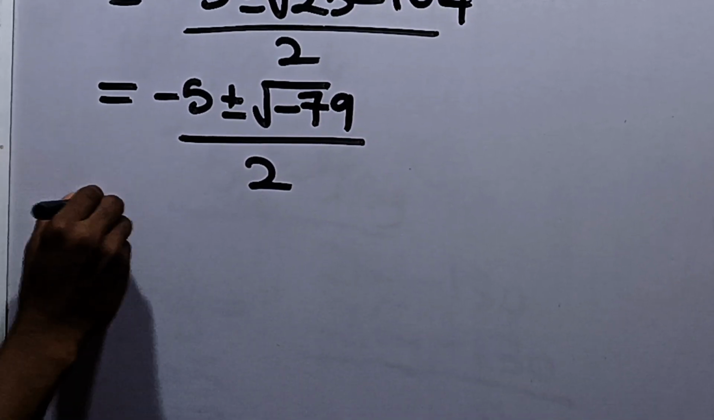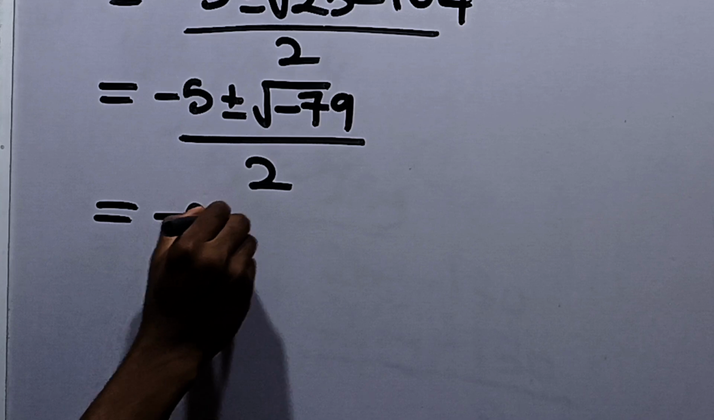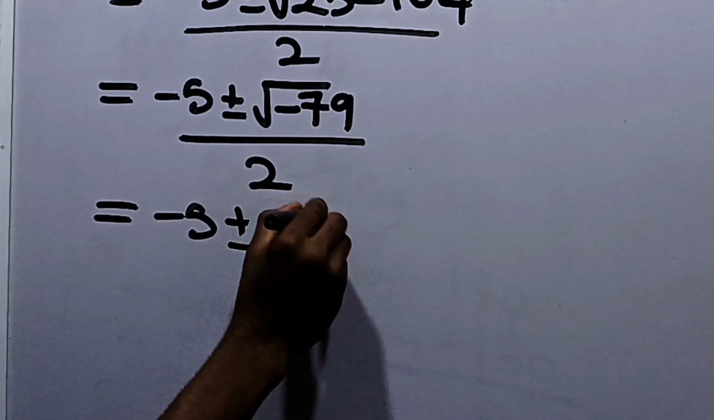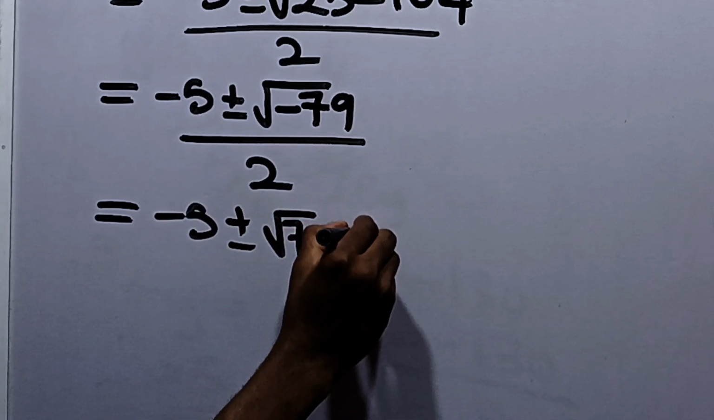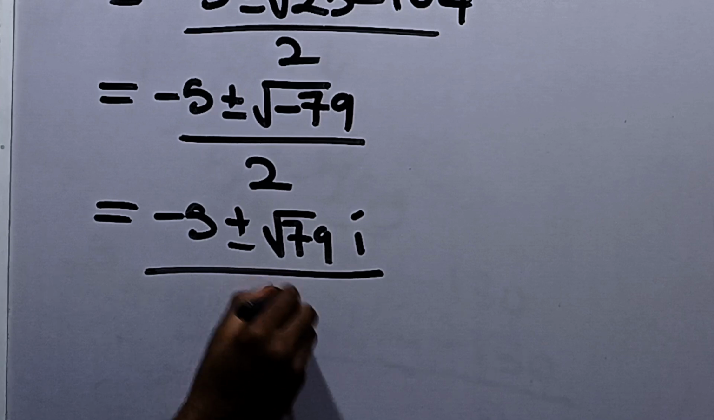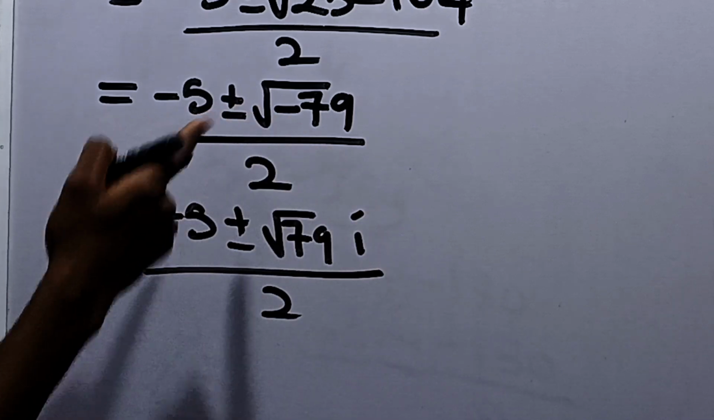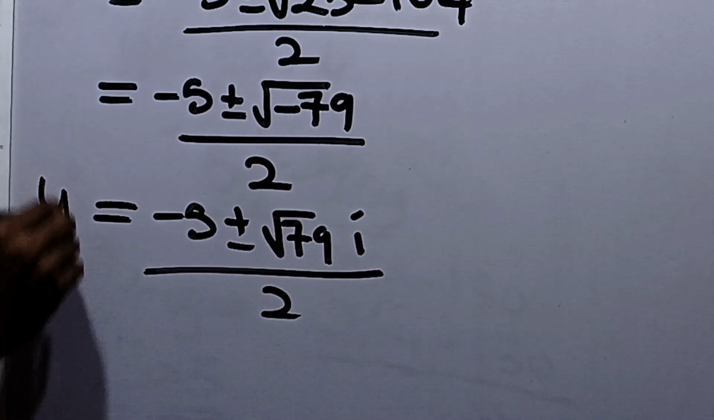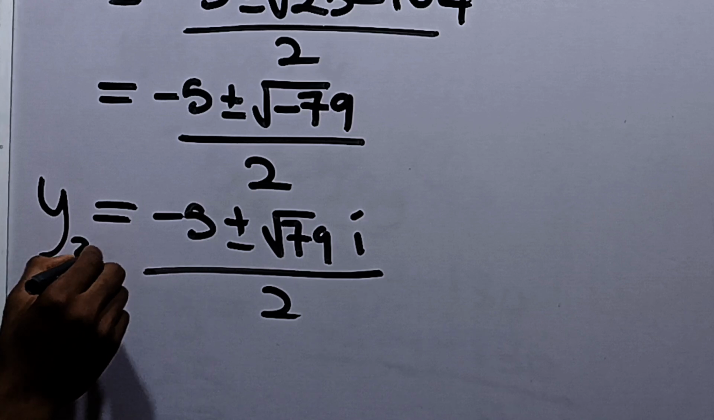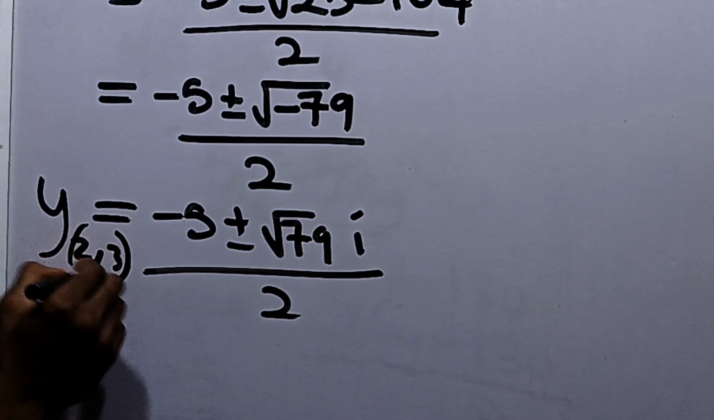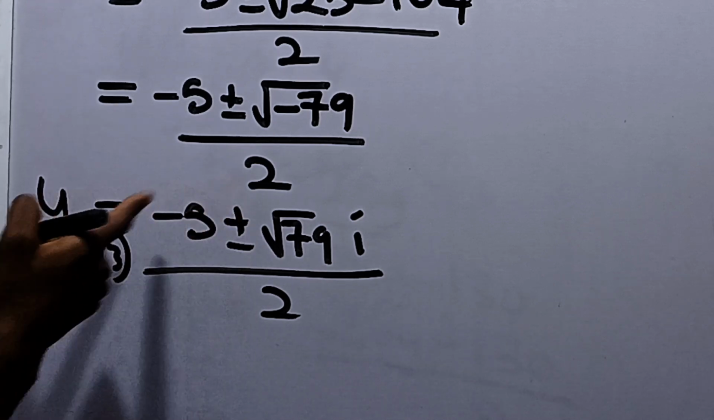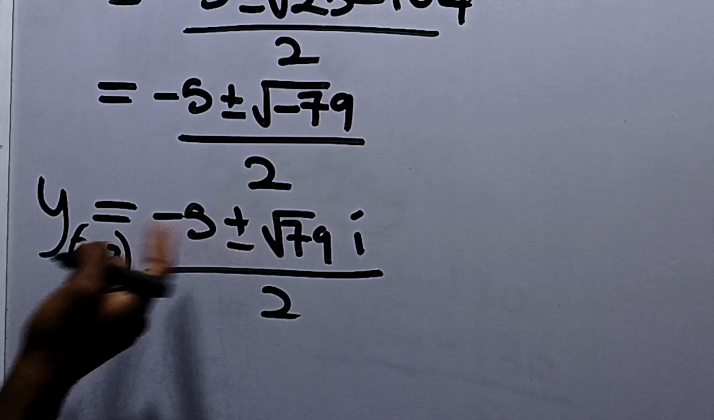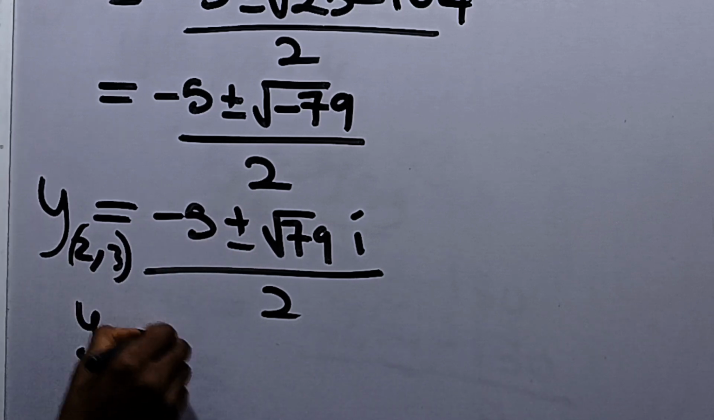Now, from here we have that this is equal to minus 5 plus or minus the root of 79 multiplied by i, all over 2, where i is the root of negative 1. Okay? So this is our y. Now, this is our y2 and y3. Okay, so y2 is probably the plus and y3 is the minus here. Now, we got our y1, which is 5.